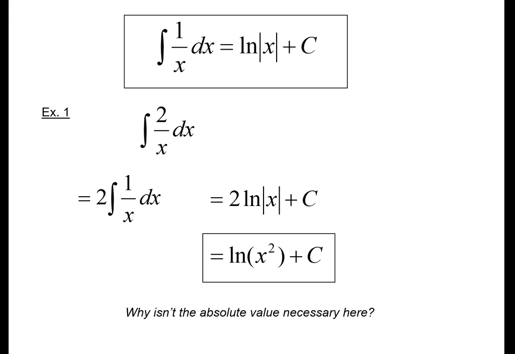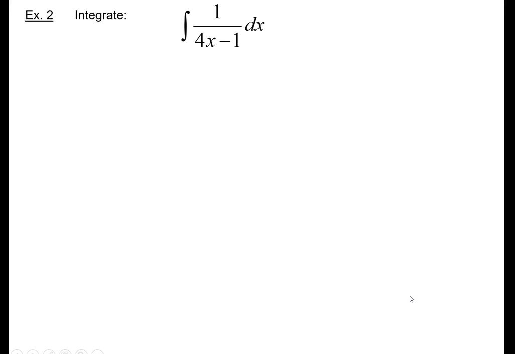Oh, and it says, why is the absolute value not necessary? Well, of course, because if I put the 2 back there, anything squared is positive, so it doesn't make a difference what the argument is.